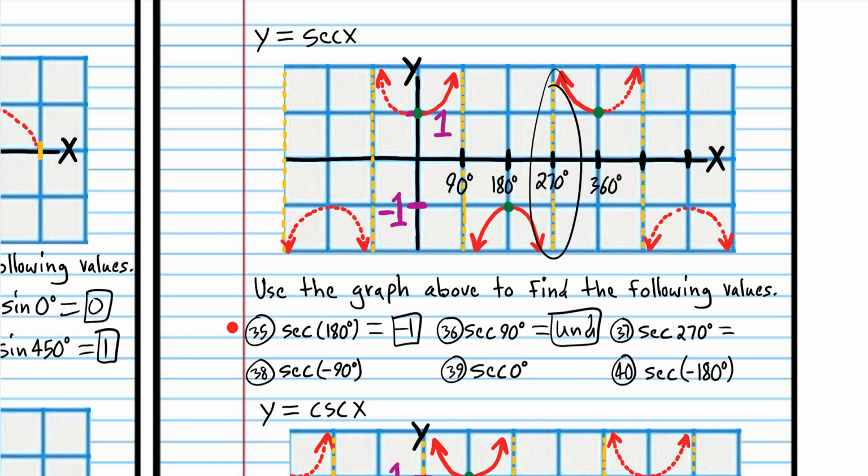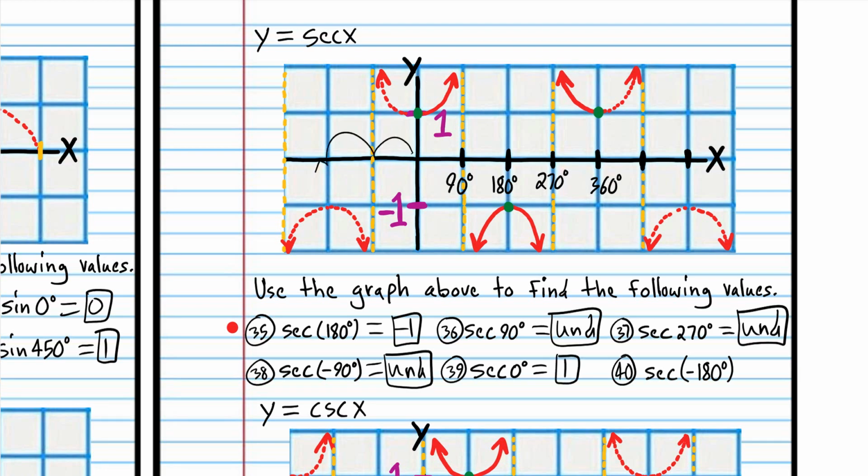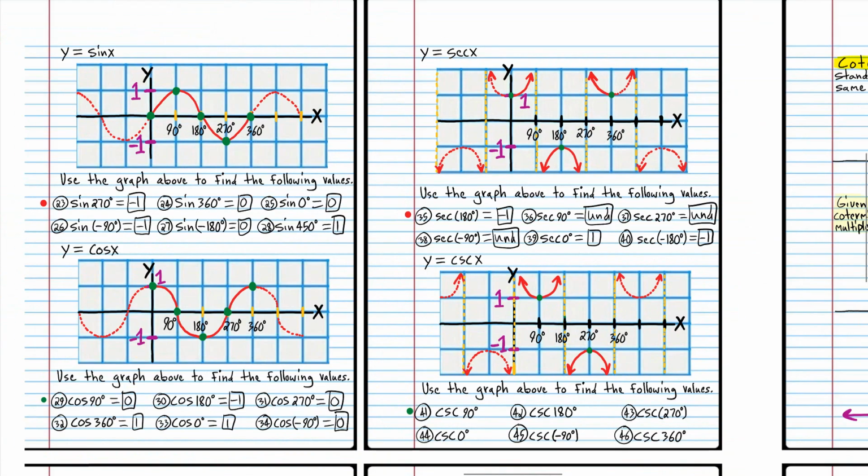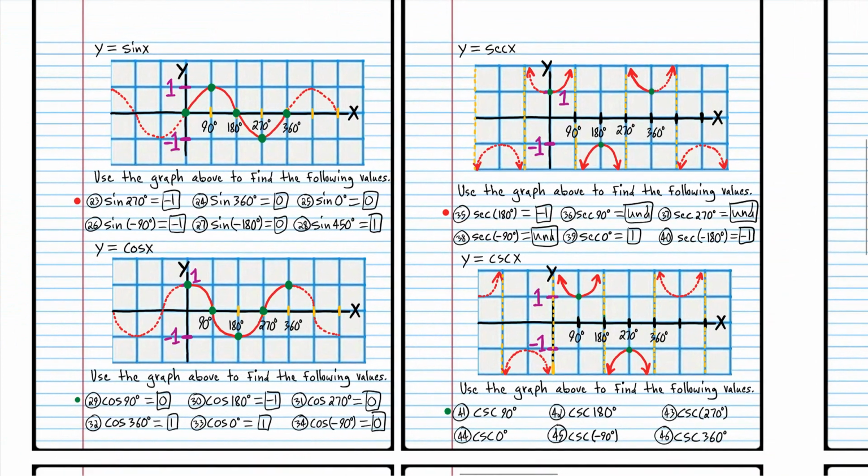And at 270, we have the same situation. It's a trick question. At -90, another trick question. The value of secant is undefined because there's an asymptote. And at 0, the value is 1. And at negative 180, the value is negative 1. So I want you to try number 41 through 46. You now have to use the cosecant graph, and when you come back, we'll do it together.